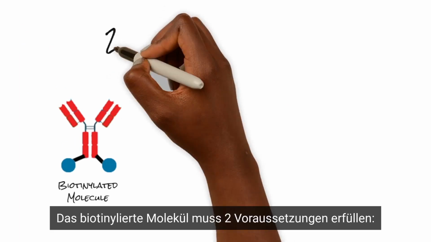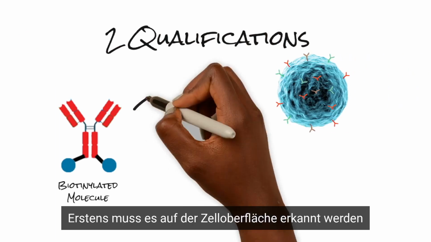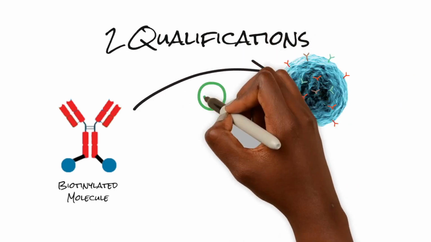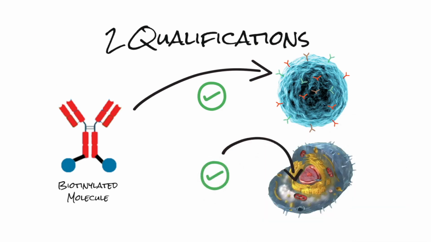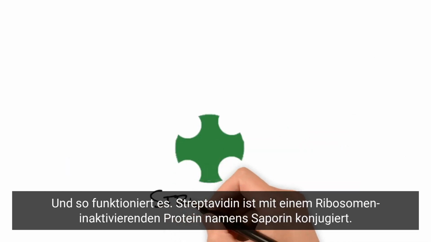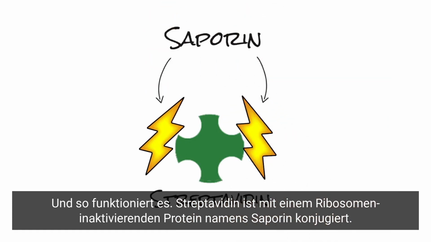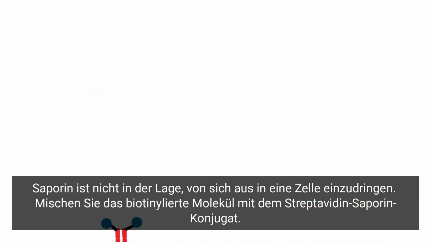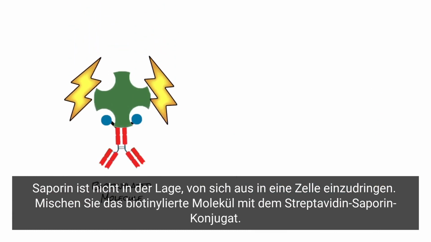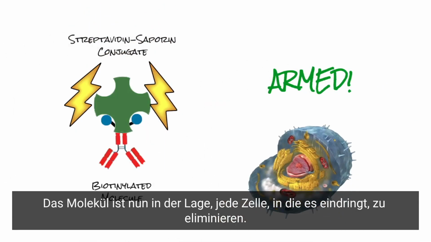The biotinylated molecule must match two qualifications. First, it must be recognized on the cell surface, and second, it must be internalized. Here's how it works. Streptavidin is conjugated to a ribosome-activating protein called saccharin. Saccharin is unable to enter a cell on its own. Mix the biotinylated molecule with the streptavidin-saccharin conjugate. The agent is now armed and able to zap any cell it enters.